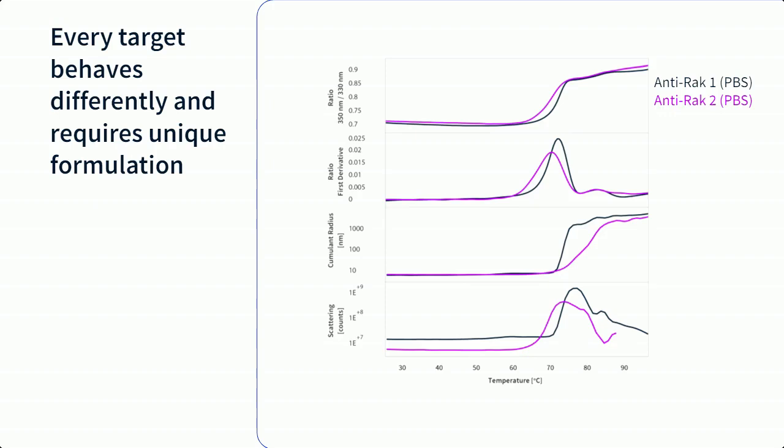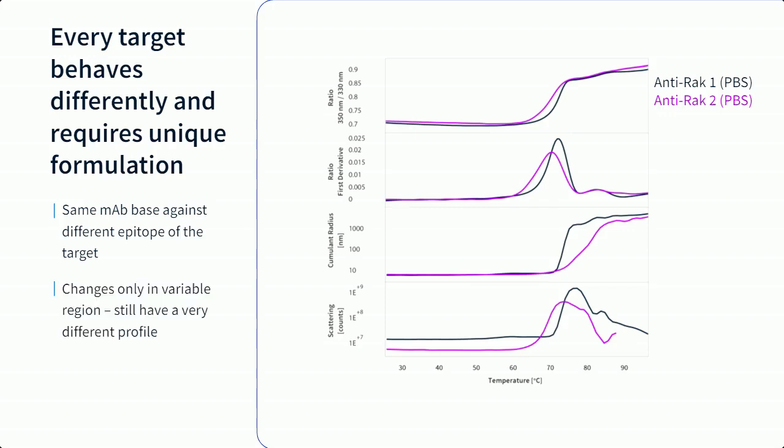Unfortunately, there's no one-size-fits-all approach when it comes to working with antibody formulations. Here we're comparing the stability of antibody number 1 with another antibody, which has the same base but targets a different RAC epitope. To continue with the naming convention, I'll just refer to this as antibody number 2. As you see, even in the same buffer, there are significant differences between the conformational and colloidal stability of these two antibodies. Even though the differences between them are just in the variable region, we still see very different stability profiles.